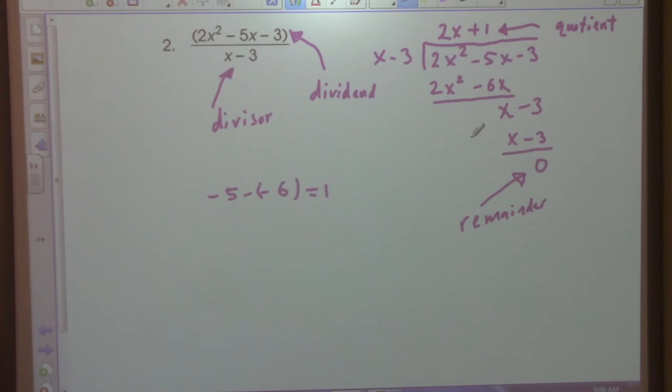How can we test to see if we did this right? We can multiply the quotient by the divisor to see if we get our dividend. Okay? So that's what that is. So that's the answer? Yeah, our answer is this right here, the quotient. So that is our answer right here.